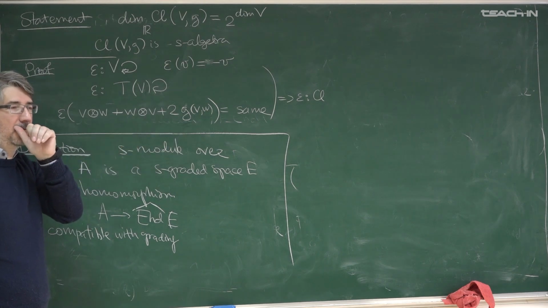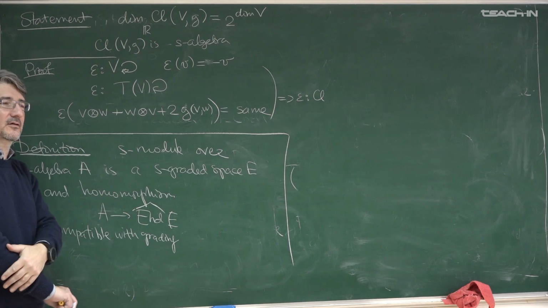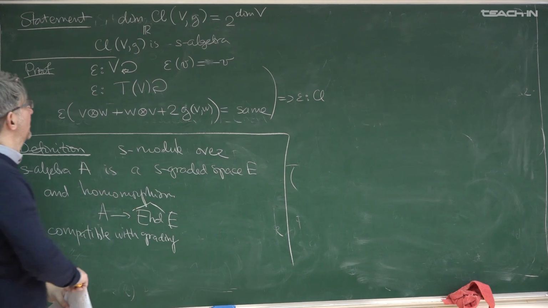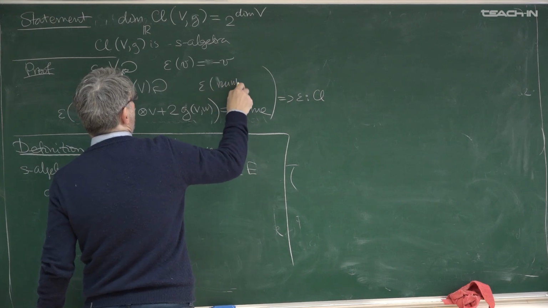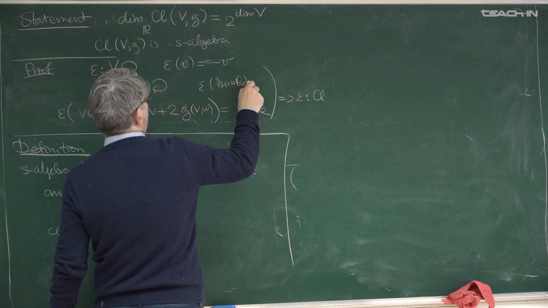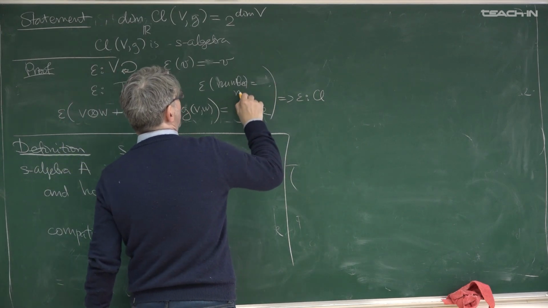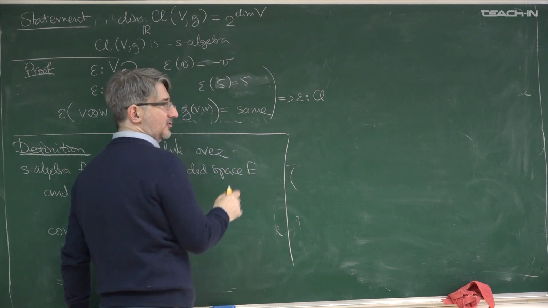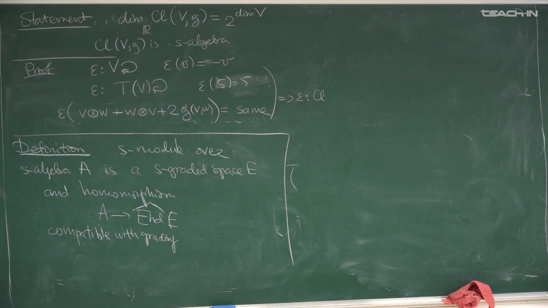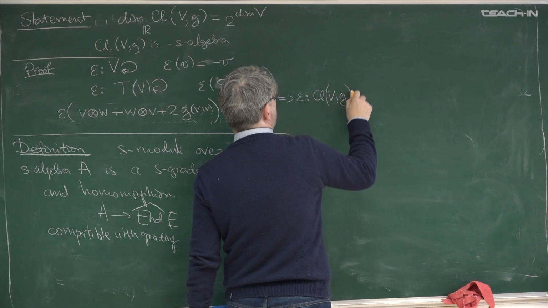But we should probably define epsilon on numbers. Epsilon on numbers doesn't act; epsilon on a number is identity. Okay, epsilon of 5 is just 5. So epsilon defines an automorphism of the Clifford algebra.